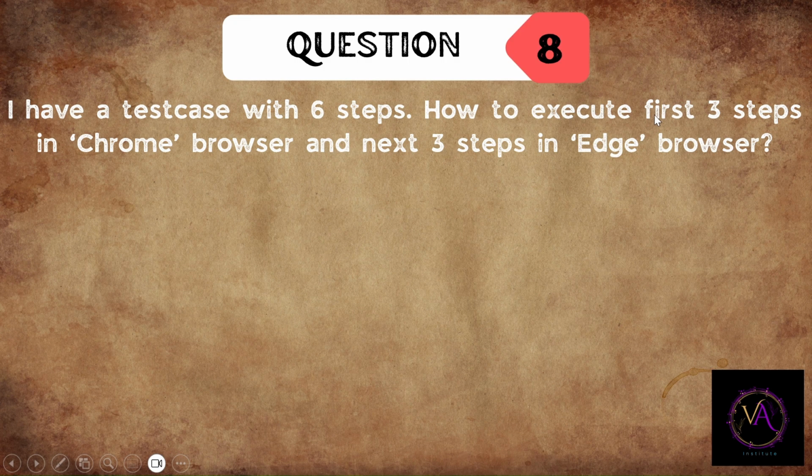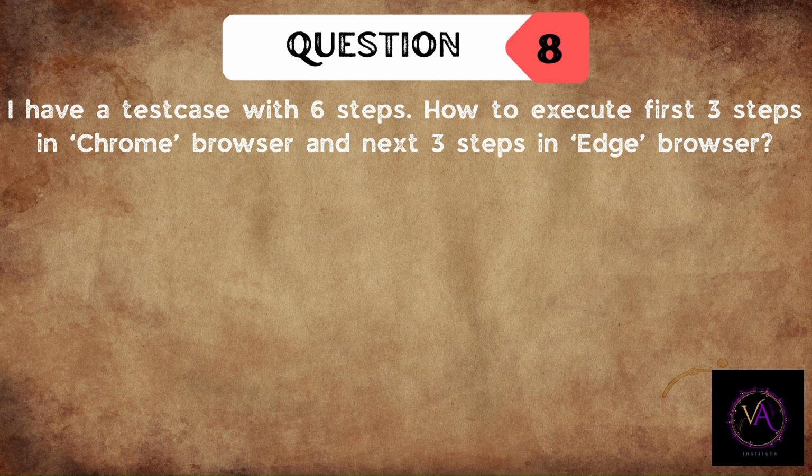For example, it doesn't have to be the same number here. If I have 10 steps in total, how do I execute 7 steps in one browser and another 3 steps in another browser? So some steps in one browser and some steps in another browser. How do we achieve that?